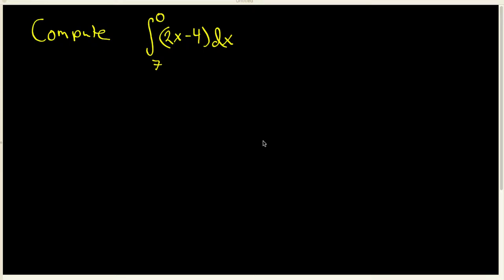In this video, I would like to look at the example where I'm going to use the definition of the definite integral in terms of signed area to compute the integral from 7 to 0 of 2x minus 4 with respect to x. Now, to get started, the very first thing that we want to do is draw a picture of the situation.